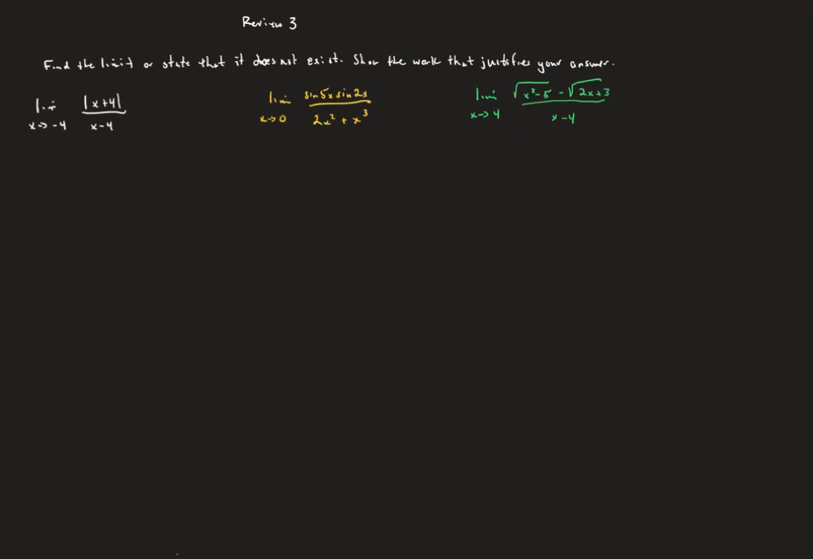We'll work a few review problems here to get ready for the test. So on the first ones here, we're going to find the limit or state that it doesn't exist, and then show the work that justifies our answer. So on the first one, the limit as x approaches -4 of the absolute value of x plus 4 over x minus 4. We have a couple of ways we can do this.